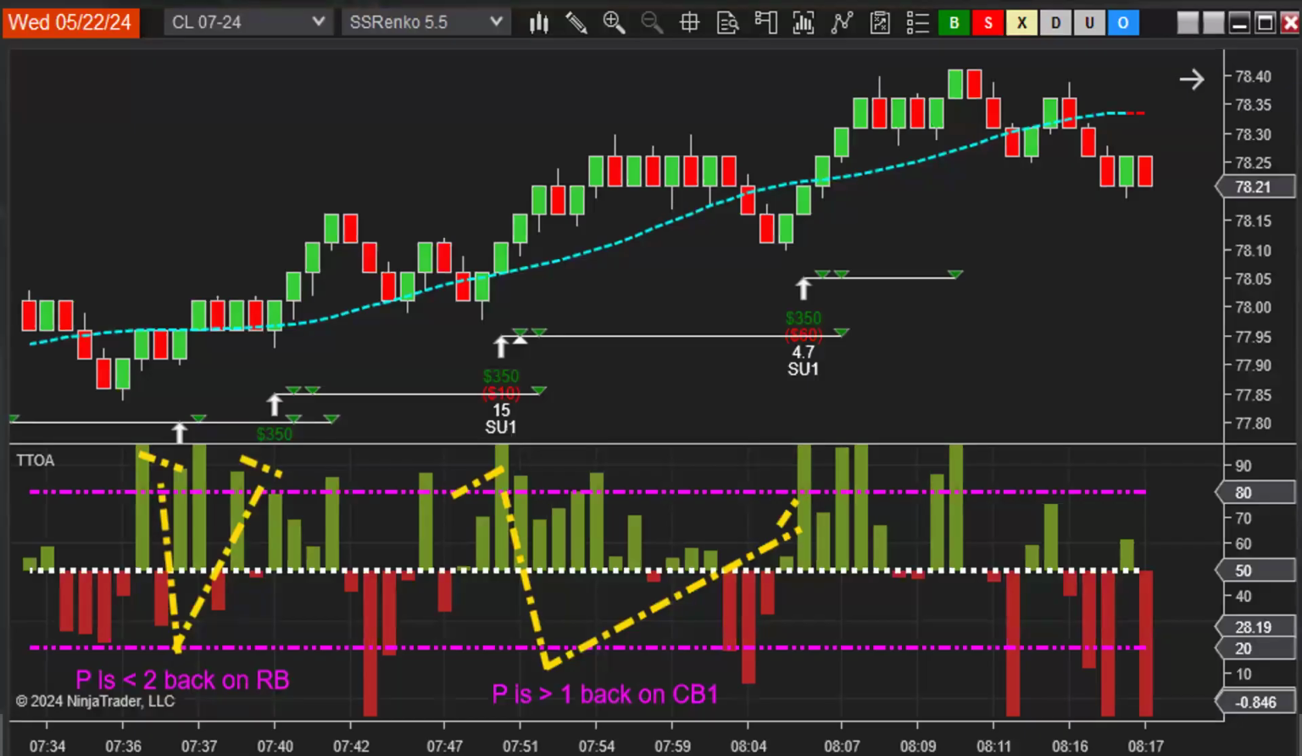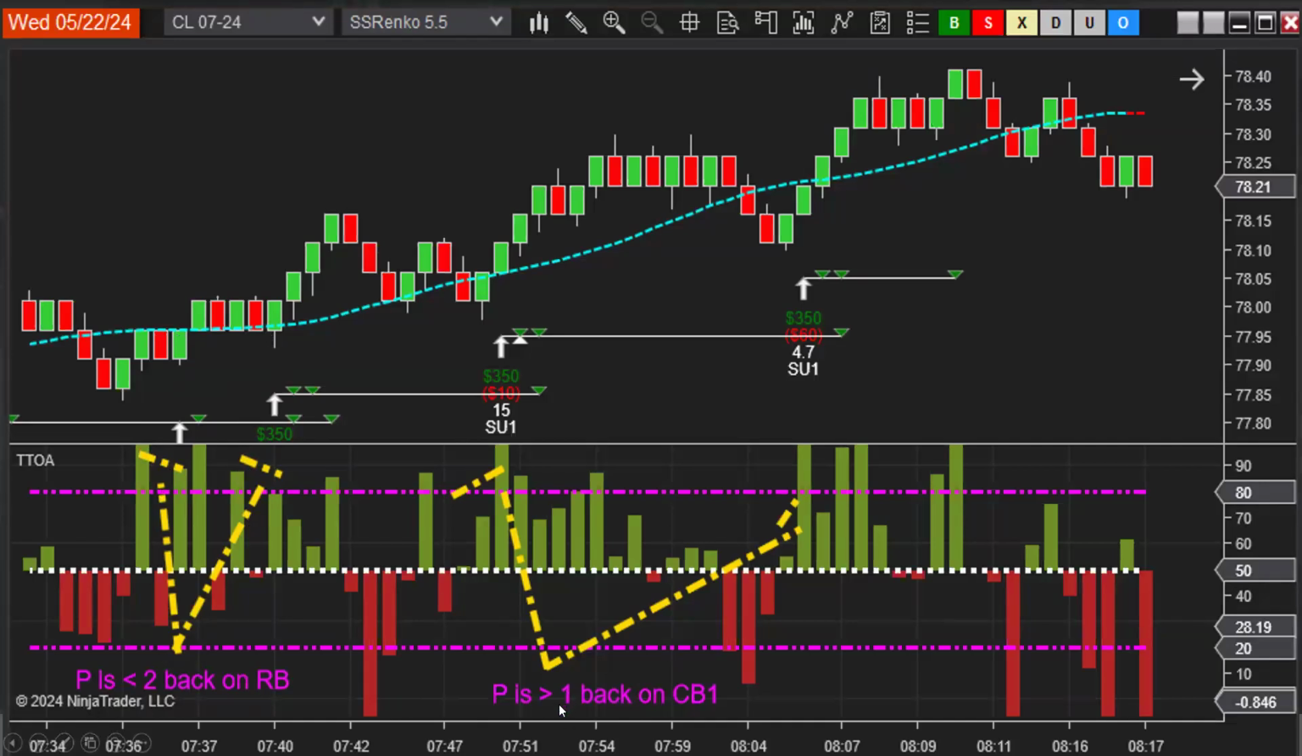Okay, here's the pattern. Pressure is less than 2 back on a reversal bar. This is a reversal bar. The Smart Price Band is cyan and you're touching it, and the pressure is lower. There's another one. Pressure is lower than 2 back. There's a little hole in the middle. Just that simple. That's all there is to it.